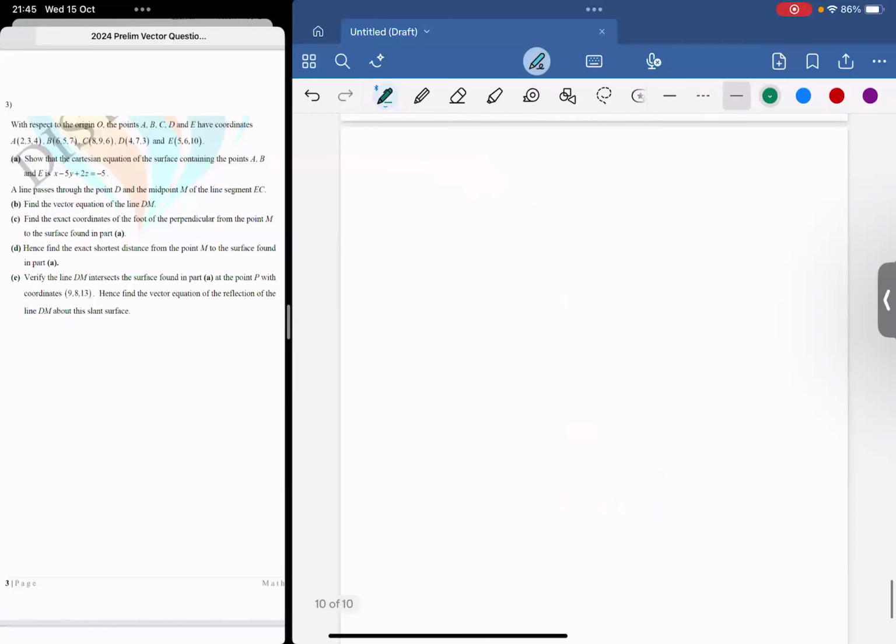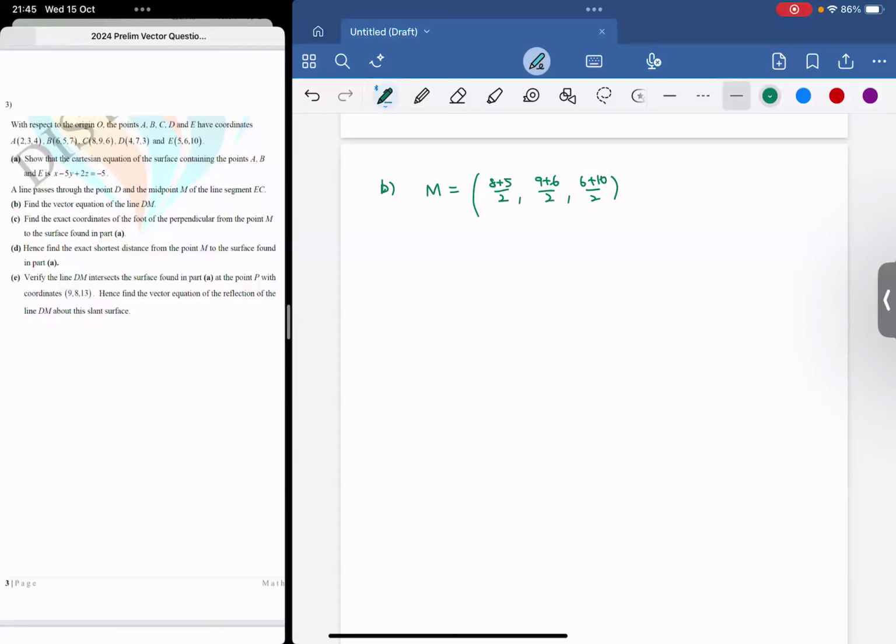Next, part B. A line passes through D and the midpoint M of CE. Find the vector equation of DM. So first thing first, you want to find equation of DM, you need the direction vector DM. So you have to find M first. So M is the middle of EC. So (8 plus 5) over 2, (9 plus 6) over 2, (6 plus 10) over 2. So we have 13 over 2, 15 over 2, and 8.